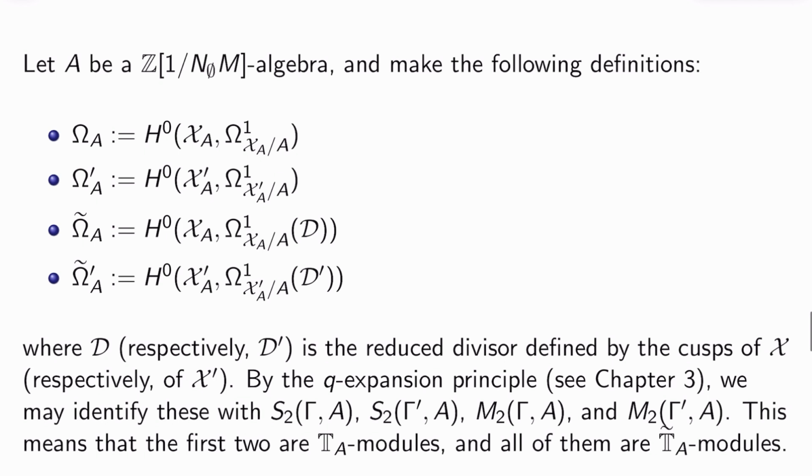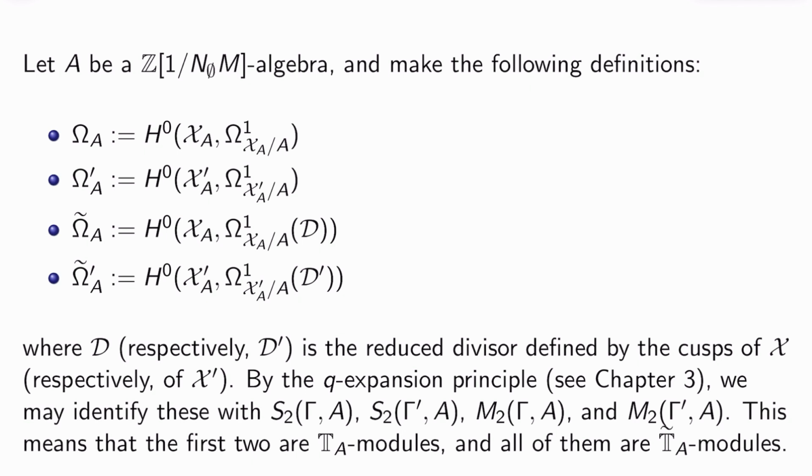So let's let A be a Z bracket 1 over n empty set M algebra, and let's make the following definitions. We'll let omega A be H0 of fancy X sub A, omega 1 of fancy X sub A over A. We'll let omega prime A be H0 of fancy X prime sub A, and then omega 1 of fancy X prime sub A over A. We'll let omega tilde A be H0 of fancy X sub A, omega 1 of fancy X sub A over A, with parentheses D, which I'll explain in a second. And then omega tilde prime sub A will be the analogous definition, with fancy X's here replaced by fancy X primes. Okay, what is D and D prime?